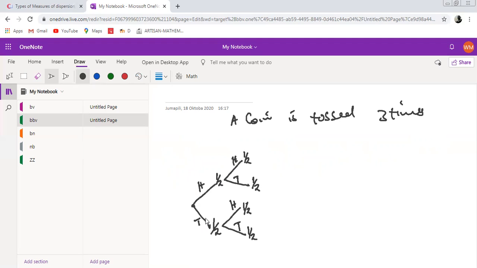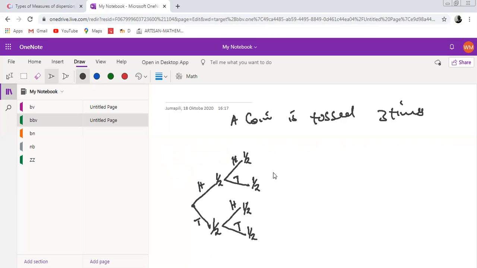So when we toss it first, either head or tail will show up, and the probability is half, half. When we have head as the outcome for the first tossing, for the second tossing, again, we are going to witness either head or tail. So we draw another branch there with the probabilities half, half. If the first outcome was tail, the second outcome can either be head or tail. That's why we have this.